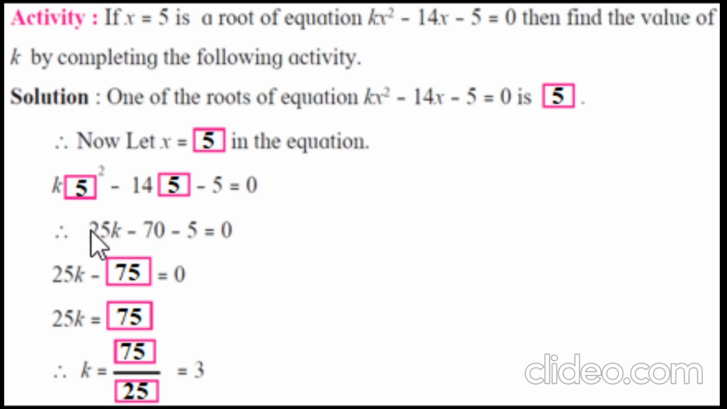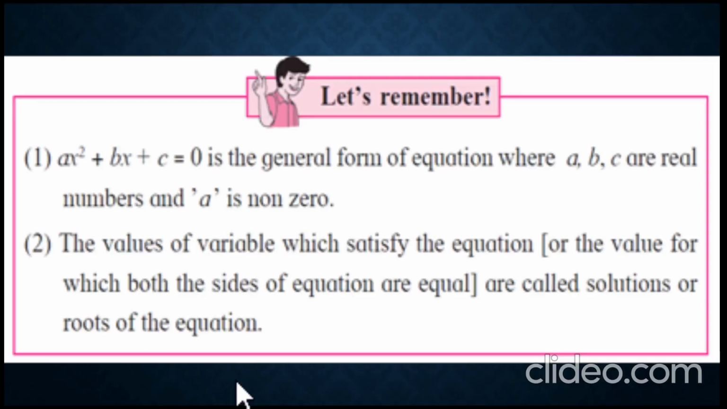Square of 5 is 25, so 25k, minus 14 times 5 is 70, minus 5 is equal to 0. Negative 70, negative 5 is equal to negative 75. So 25k is equal to 75. Then k is equal to 75 divided by 25, which is 3. The value of k is 3.